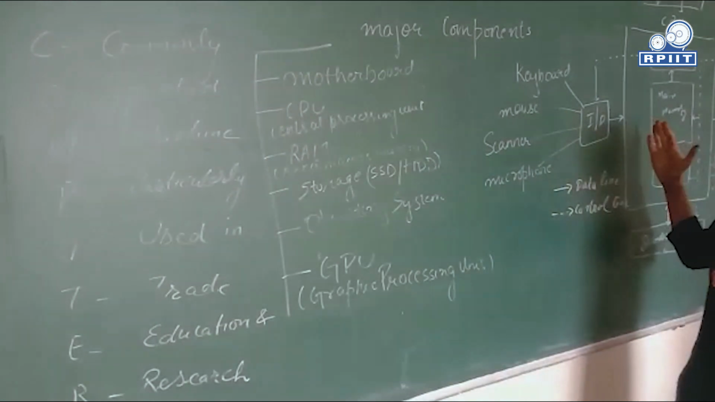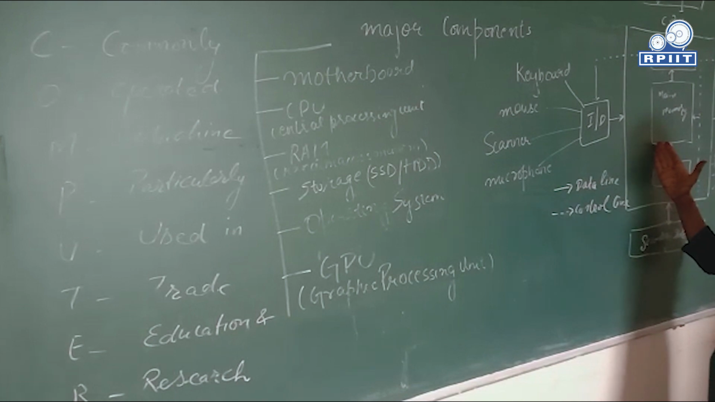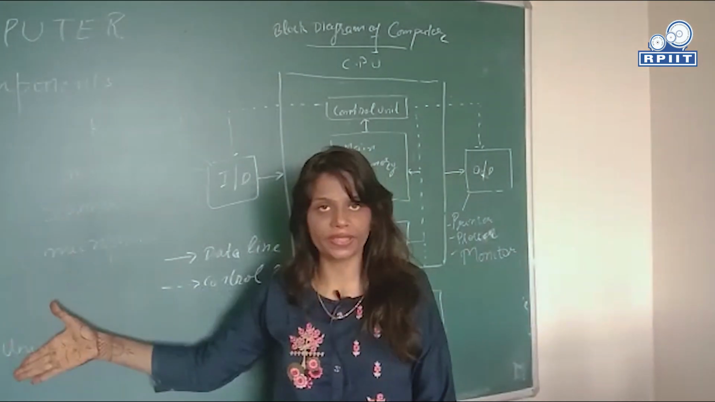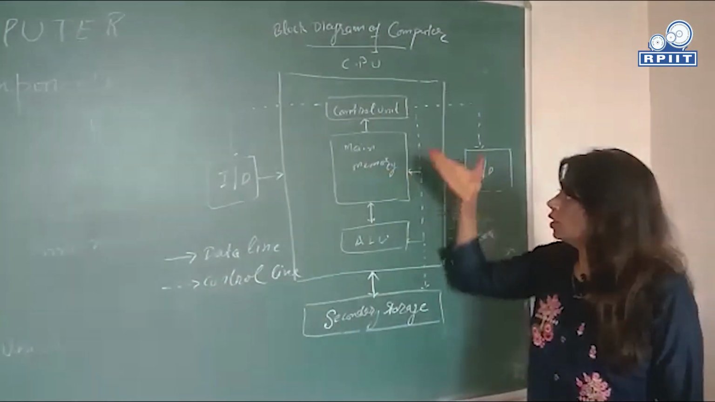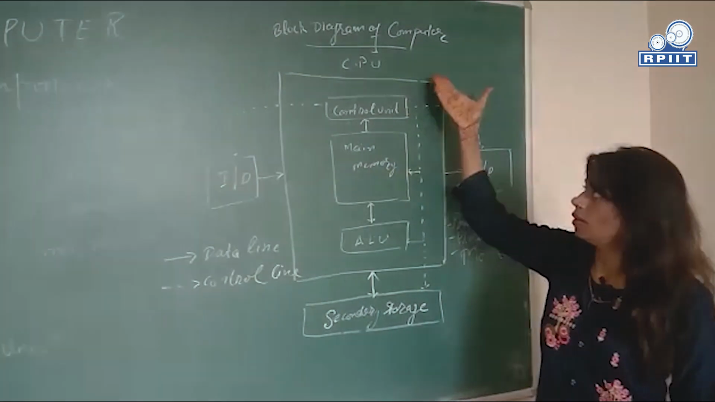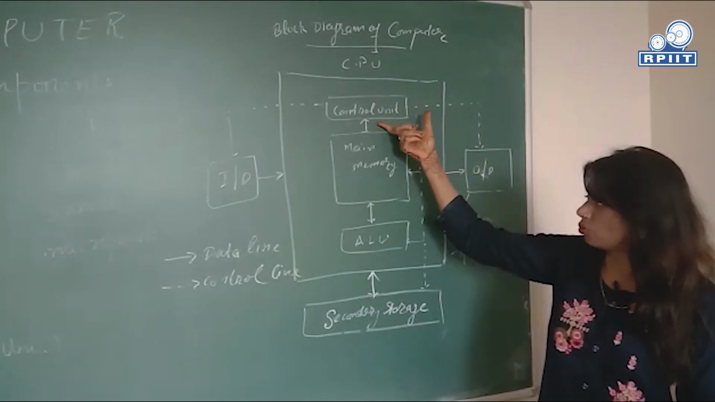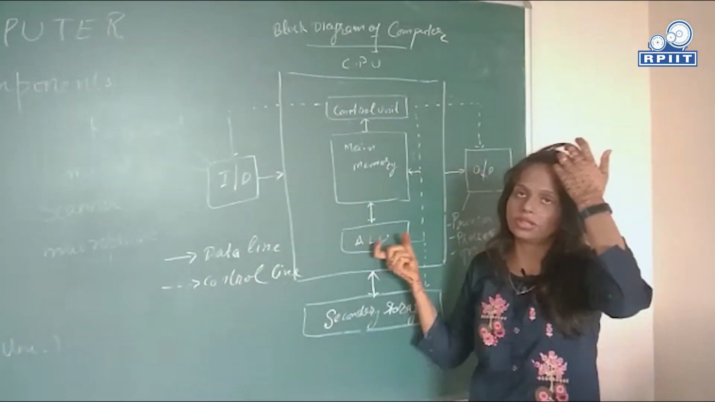Now we are going to another part of the computer, the block diagram of a computer. As we have already discussed the major components of the computer, now we'll discuss the block diagram. The main part of the computer is the CPU. In the CPU, we have three major components: the control unit, main memory, and the ALU, which stands for arithmetic logical unit.